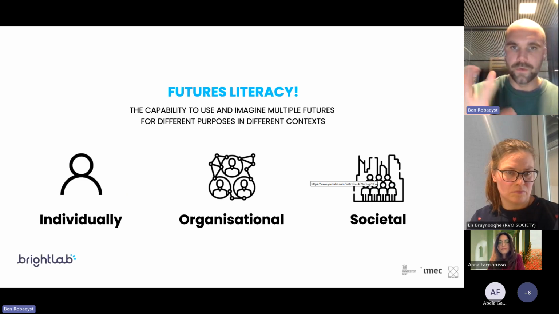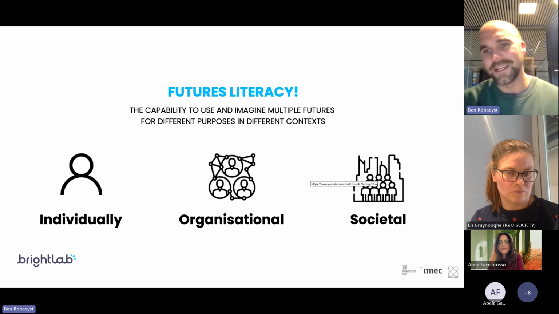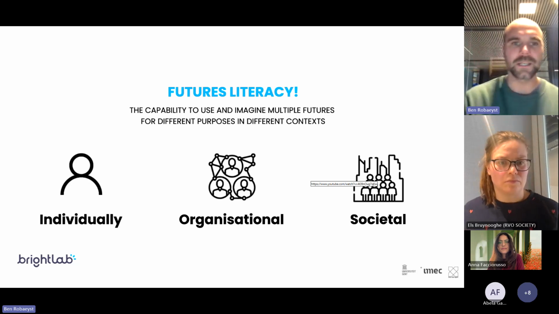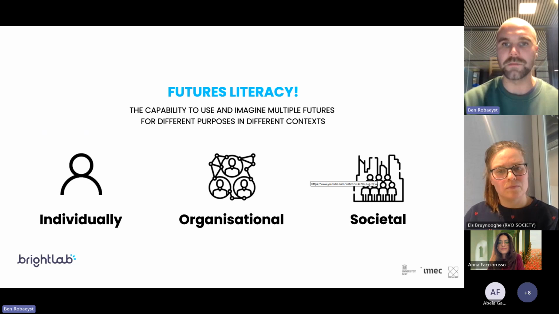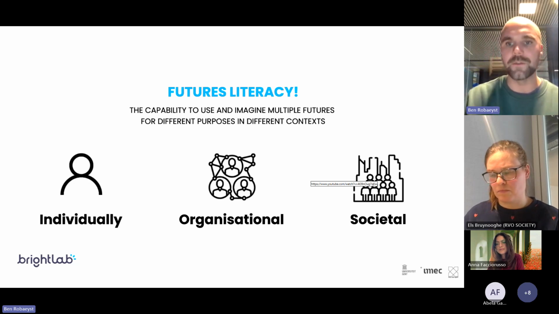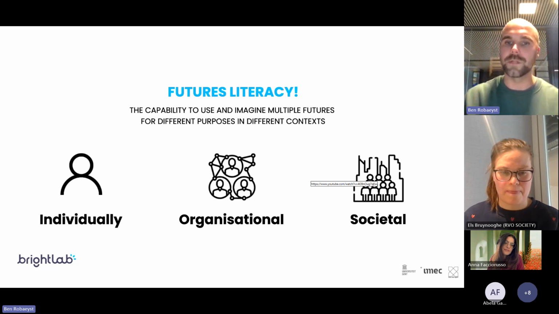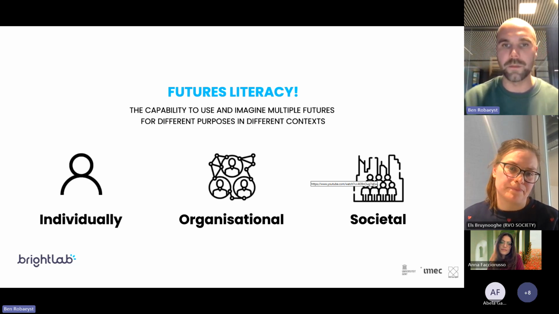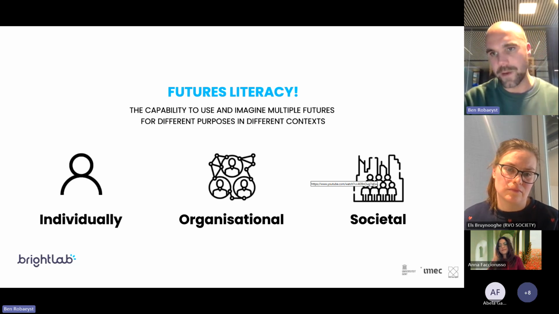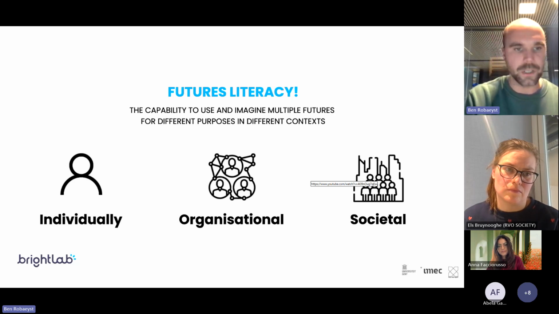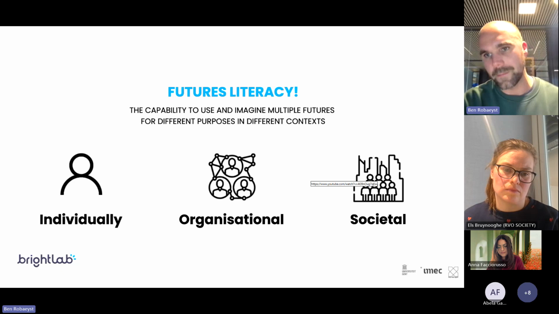And to put a concrete definition now on futures literacy, it is actually the capability to use and imagine these multiple futures that I was talking about for different purposes and in different contexts. And so you want to think in futures and to make informed decisions today to put yourself in a more future resilient perspective. And you can apply it on different levels. For example, a student can use it on the individual level. Think about what kind of futures are ahead of me, what kind of choices can I make in my further education.